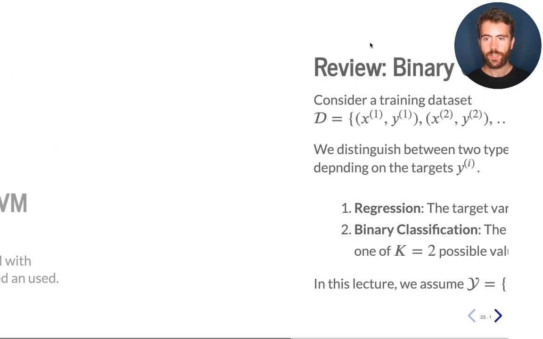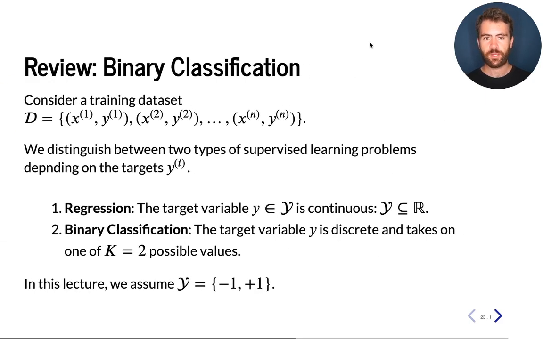So recall that we are in a setting where we're doing binary classification. We have a data set of training examples X and Y. Y is the target, and it takes one of two possible values, either -1 or +1, depending on which of the two classes X belongs to.